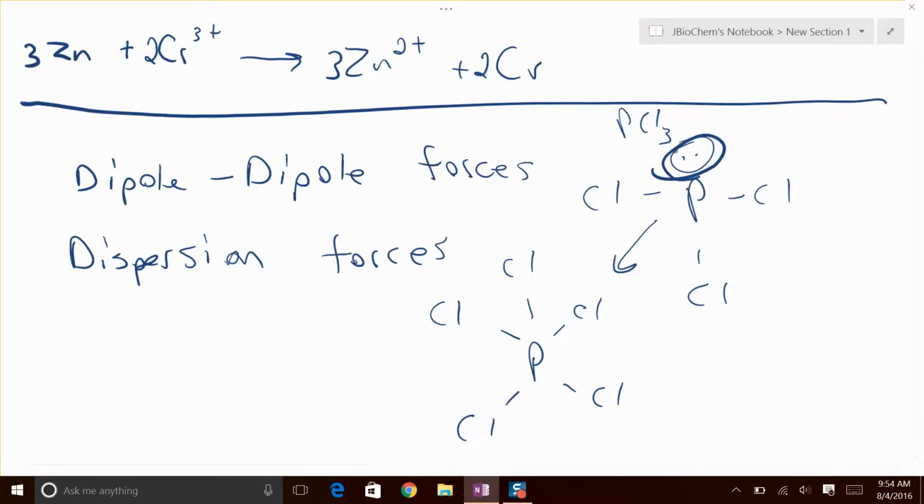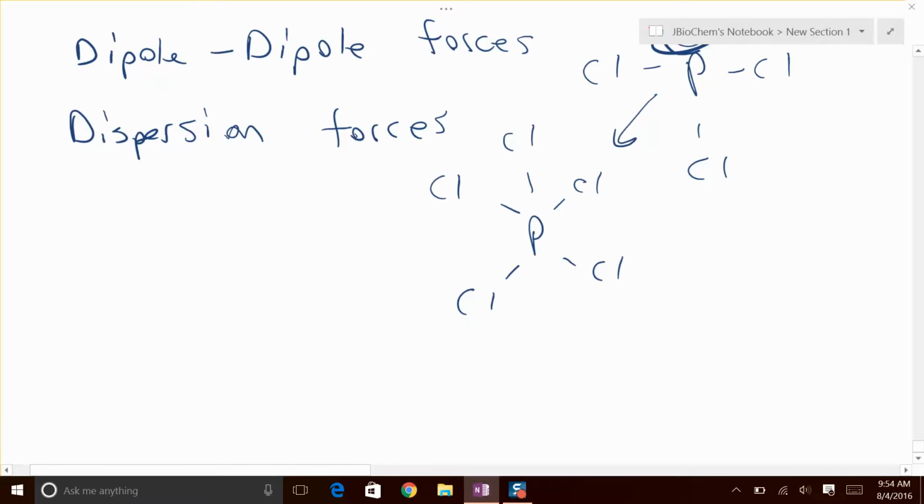So if it has lone pairs, it's going to be polar, and therefore it would have dipole-dipole forces, and it would have London forces, the dispersion forces. What's the other one? So it's dipole-dipole because it's polar. Is that part of this version?